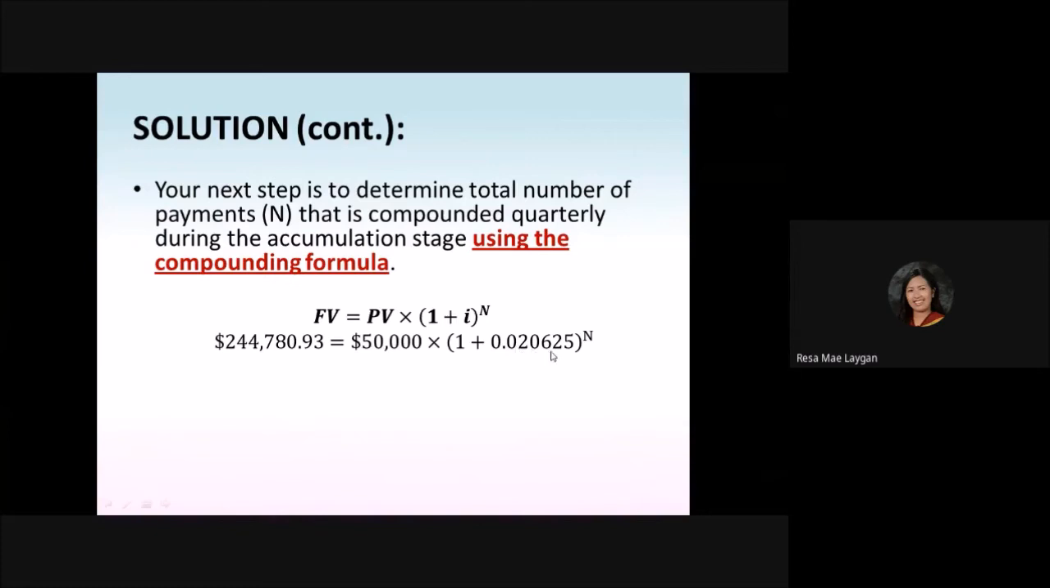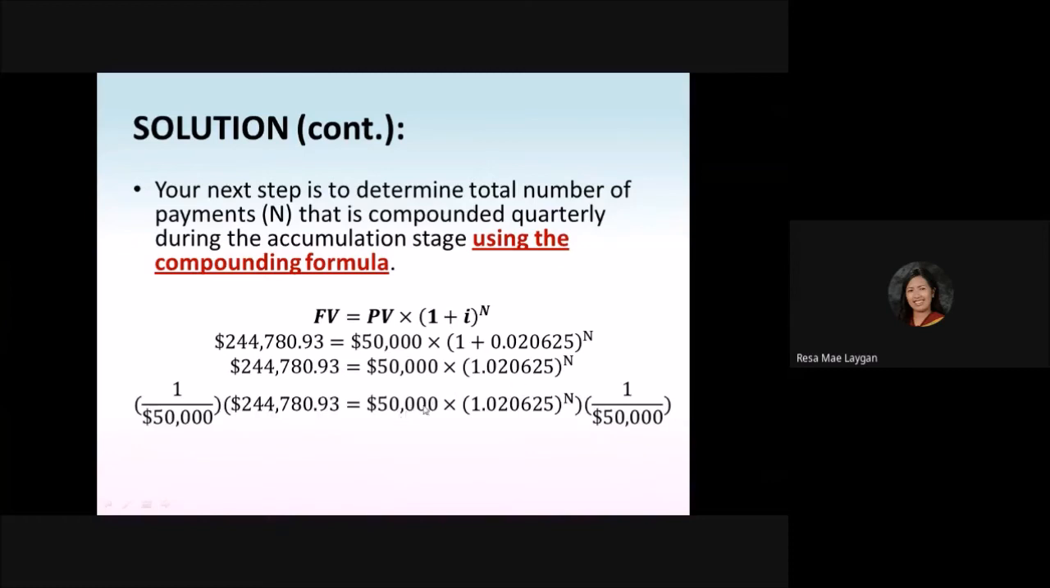And your periodic interest rate, which is 1.020625 to the raise of n. So on this, you have to resolve this value. You will obtain this. Then you have to cancel 50,000 out by simply multiplying both sides by 1 over $50,000. Then on this side, you have to cancel that out. Okay? Then this 244,780.93, you multiply it by 1 over $50,000, or you divide this value by $50,000. And yeah, you will be able to get this structure. And after dividing these two values, you have 4.895618.